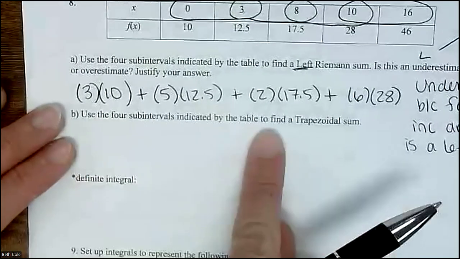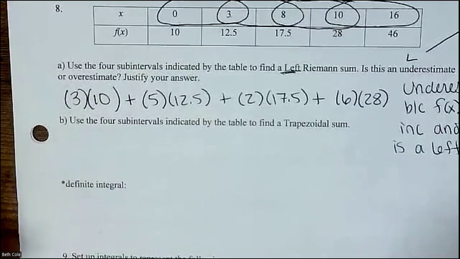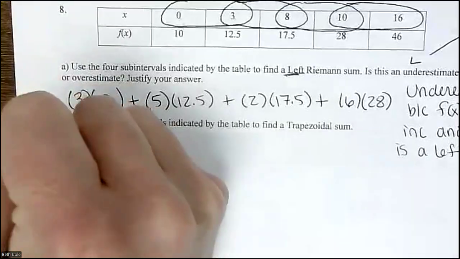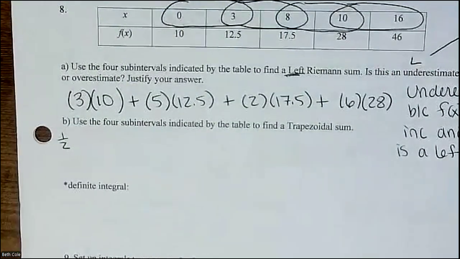All right, use the 4 subintervals to do a trapezoidal sum. You can't abbreviate it because all the subintervals are different. Let's see, without flipping over, who remembers what fraction is in the formula? Good, 1/2. This is gonna get lengthy.